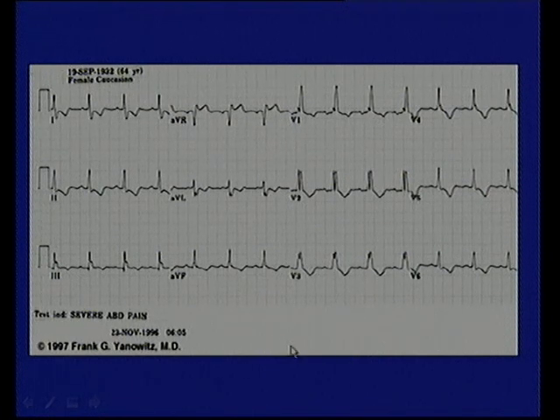Okay, another question. What is this? Look at this lead here. Inversion of the T wave, okay, but that is not the primary abnormality. Look at the QRS duration. What is happening to QRS duration? Broad QRS. So broad QRS is suggestive of a bundle branch block.